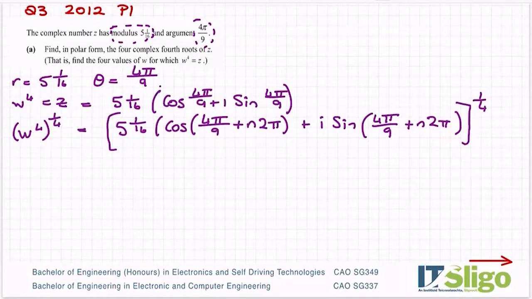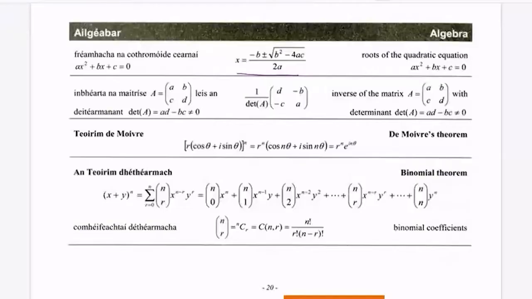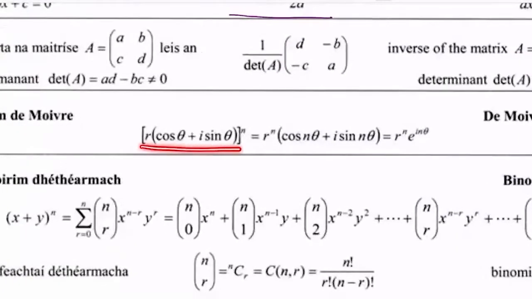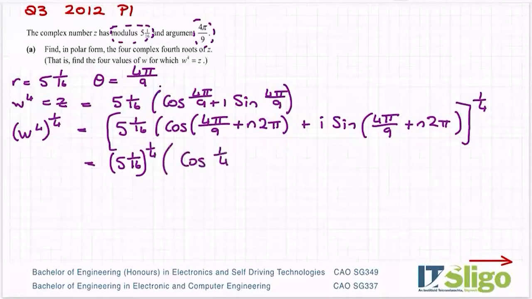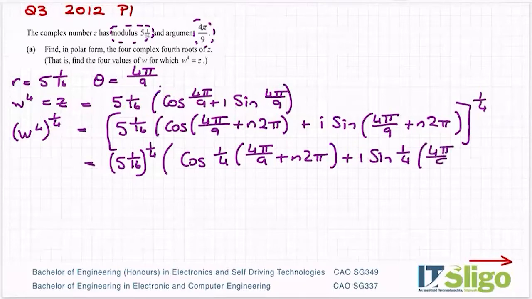It's the same thing. So at this stage, I'm going to apply De Moivre's theorem, and again, back to the log tables. So if I have a polar form complex number to the power of a quarter, what do I do? Well, I do r to that power, so r to the power of a quarter, and then it's a quarter times the angle. So that is equal to 5 and 1/16 to the power of a quarter, bracket, cos a quarter times 4 pi over 9 plus n 2 pi, plus i sine a quarter, bracket 4 pi over 9 plus n 2 pi.